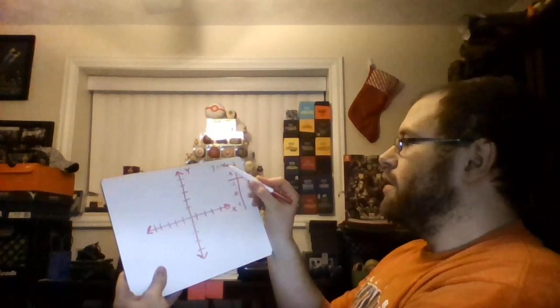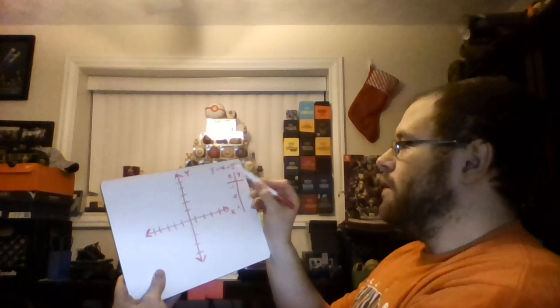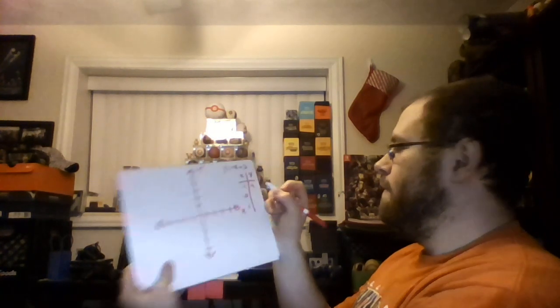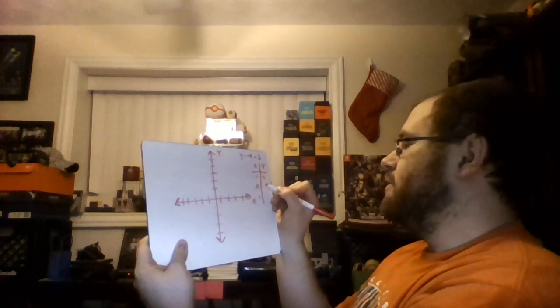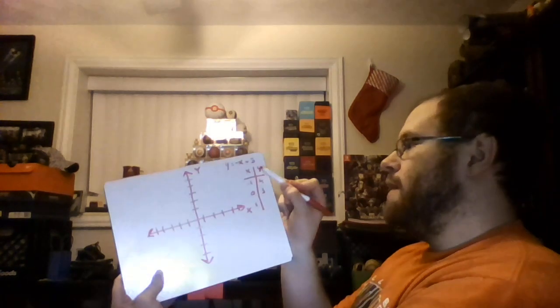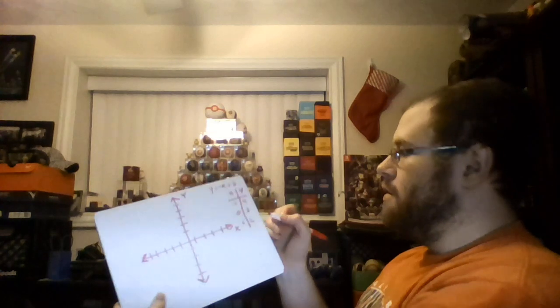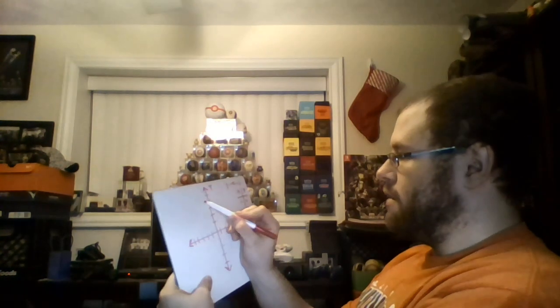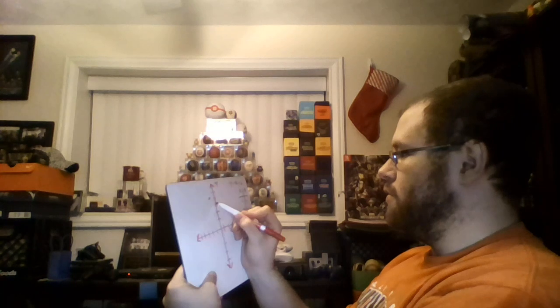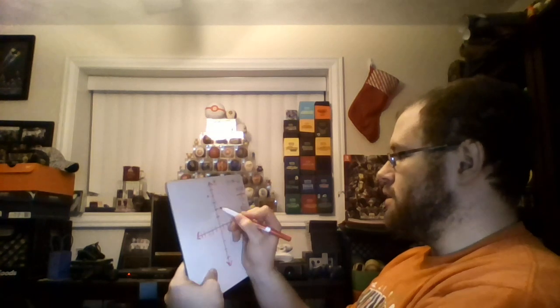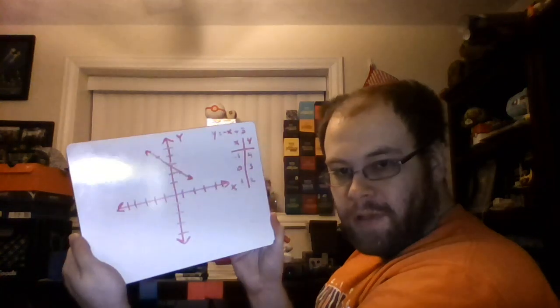So if we put -1 in here, negative times -1 is 1, plus 3 is 4. 0 plus 3 is 3. And then 1, -1 plus 3 is 2. So now we've got our 3 points: (-1, 4), which is going to be right there, (0, 3), and (1, 2). I'll graph that real quick, off screen. And there we have it, yet another line.